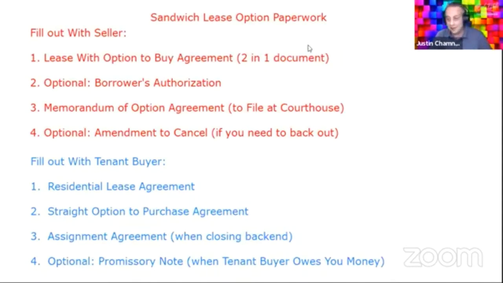We're not going to read the paperwork tonight, but I'm going to show you how the paperwork works, where to find it. I'm going to put it in the VIP group tonight so you can find it there, after we wrap up here, as well as the subject two stuff for Vernon. I will put the sandwich lease option paperwork in the VIP club tonight. And this is basically what it is. What you're going to fill out with the seller, here, is the lease with the option to buy agreement. Okay. Let's talk about something real quick. I want to share screens again in a different way.